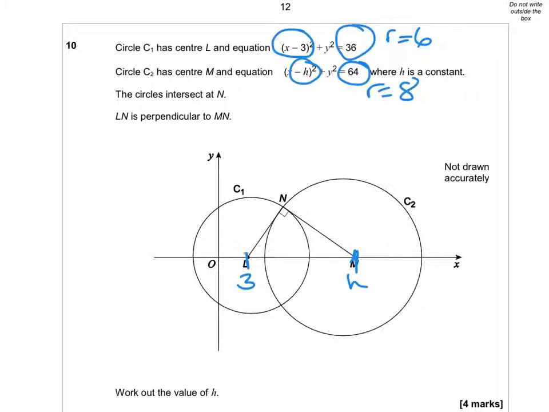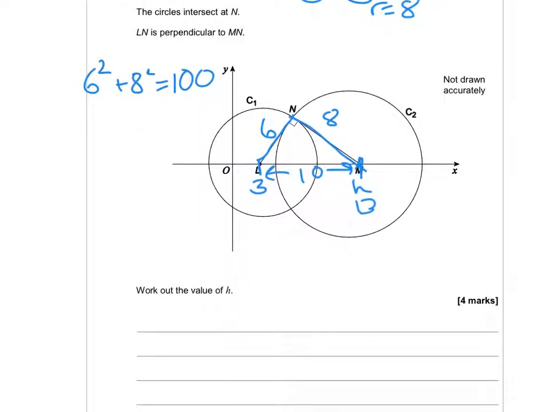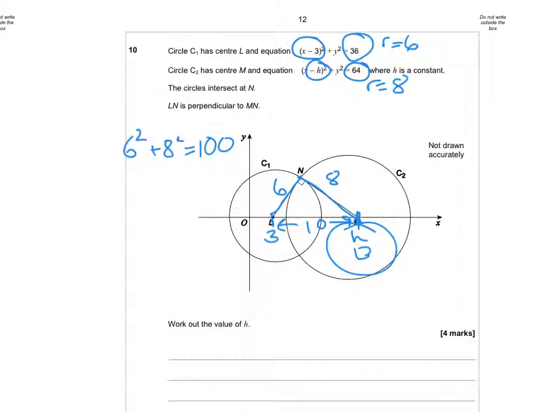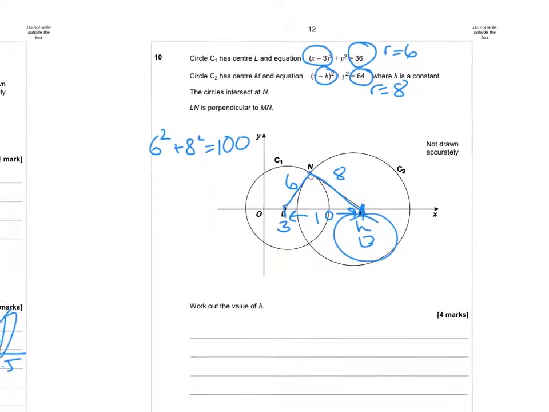Okay. Now we know the radius there is 6. And that radius is 8. And if we use Pythagoras, 6 squared plus 8 squared is 100. So this is going to be 10. So h will be 13, which is what we have to work out. So that's easy enough. 13. So using a bit of information that we know, using properties of a circle and where the radiuses are.